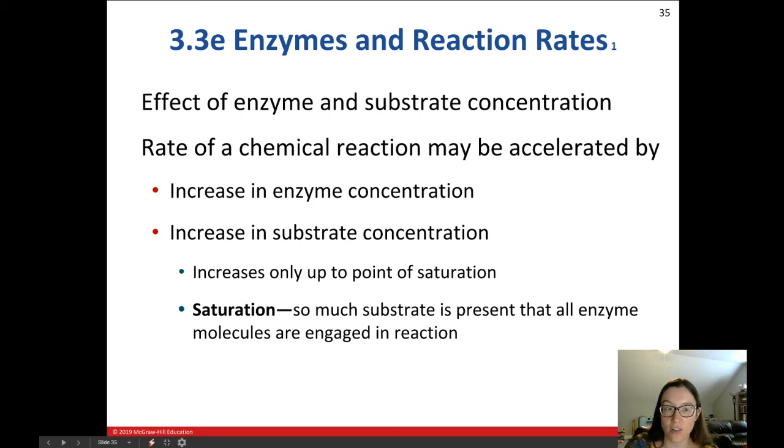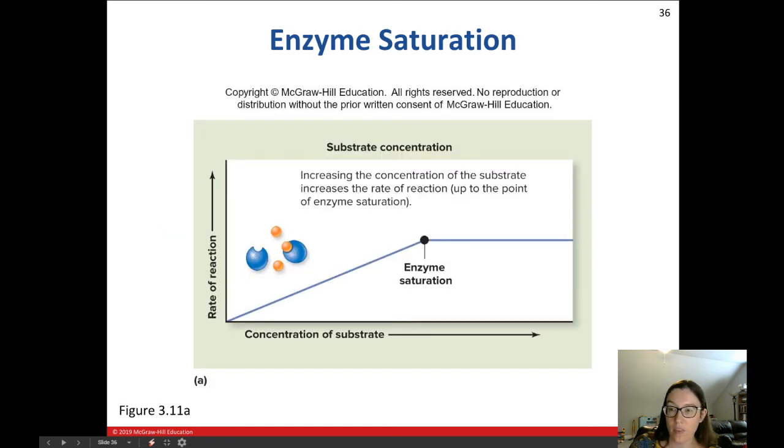So if we had, say, 100 enzymes, but we only had 10 substrates, adding more enzyme is not going to help because we don't have enough substrate; some of the enzymes aren't busy already. If we have a whole bunch of substrate and only a couple of enzymes, then adding more enzyme is going to help. If we have a lot of enzymes and only a little bit of substrate, then adding more substrate is going to help. So if we add more substrate, it'll increase the rate of the reaction up to a point.